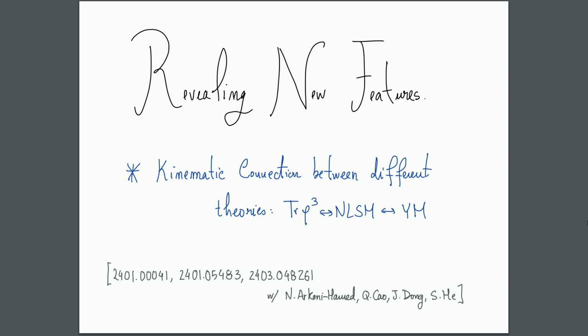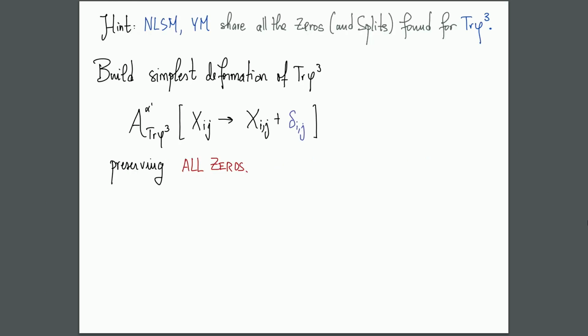And so to find this kinematic connection, all that we're going to do is pursue this hint. Experimentally, we observe that there's this broad class of zeros for trace phi cubed theory that are also there for the NLSM and for Yang-Mills theory. So we're just going to build the simplest kinematic deformation of trace phi cubed, where I shift its kinematics x_ij by this linear shift delta_ij. And I just require that this shift preserves all the zeros that I found for trace phi cubed theory.